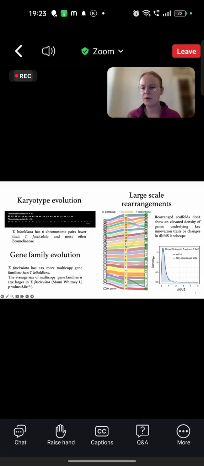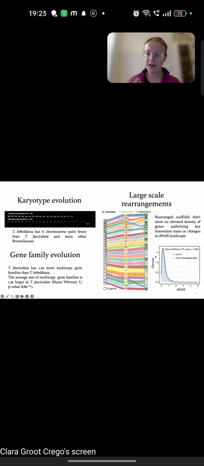And the reason why we were thinking this might be different is because rearrangements in chromosomes can have an impact on linkage disequilibrium, which then has an impact on selection as well.